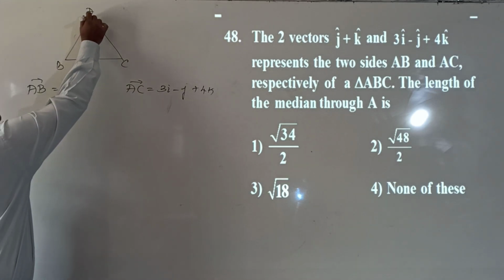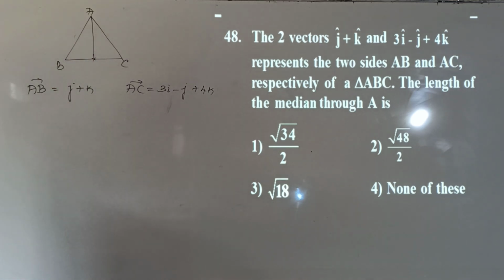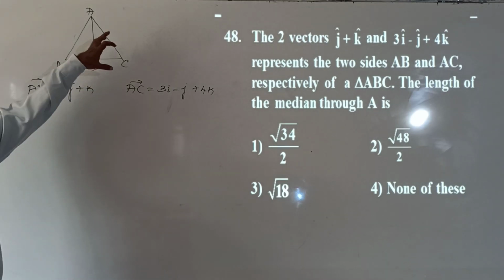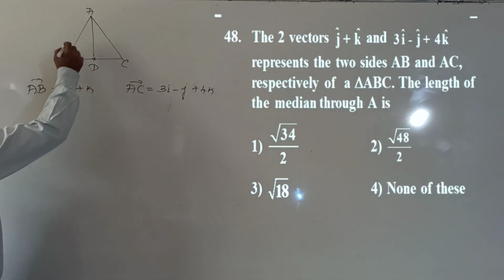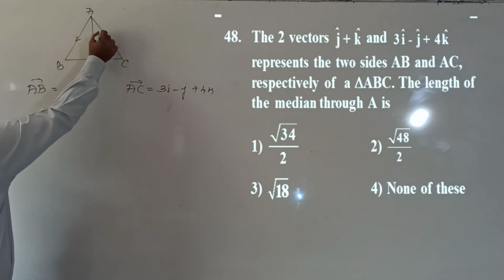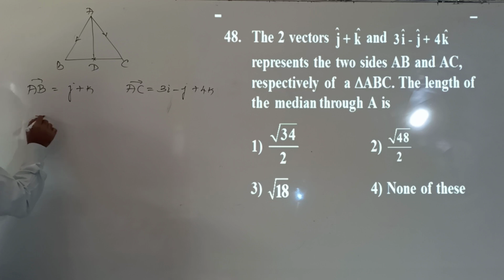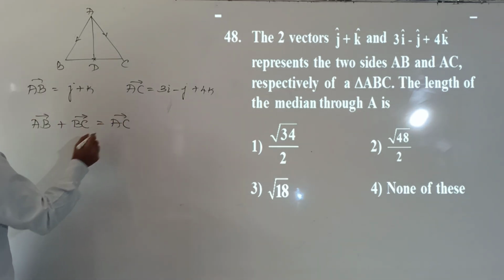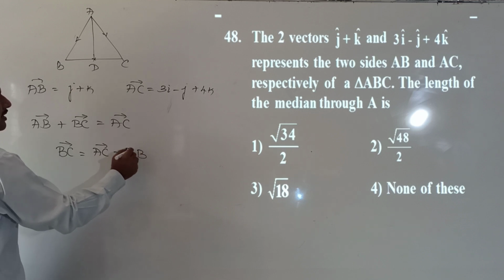Let me draw a median. Median is a line drawn from a vertex to the midpoint of the opposite side. I will call this point D. This length AD, that is what we want. So they have given AB bar and AC bar. From this triangle, I can write AB bar plus BC bar is equal to AC bar, which means BC bar is equal to AC bar minus AB bar.